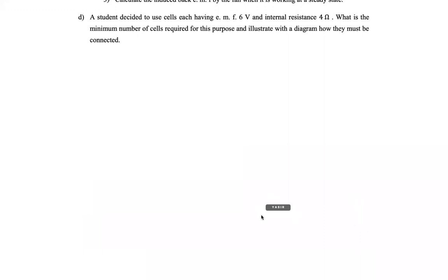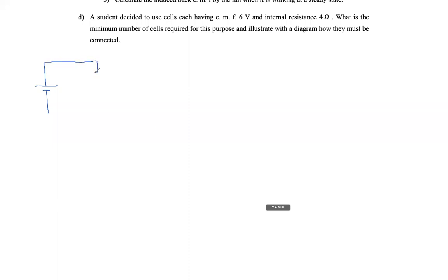A student decided to use cells each having EMF 6 volt and internal resistance 4 ohm. What is the minimum number of cells required for this purpose, and illustrate with a diagram how they must be connected. Now the already existing cell we have is 24 volt. That is its EMF. Wait, I'll draw the other stuff.